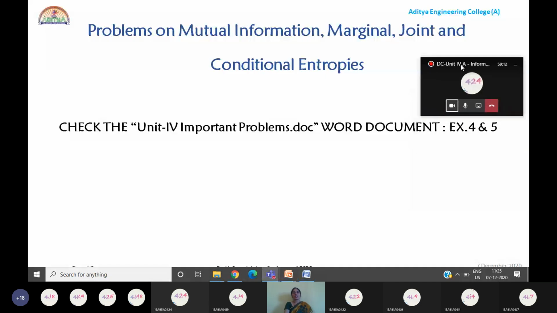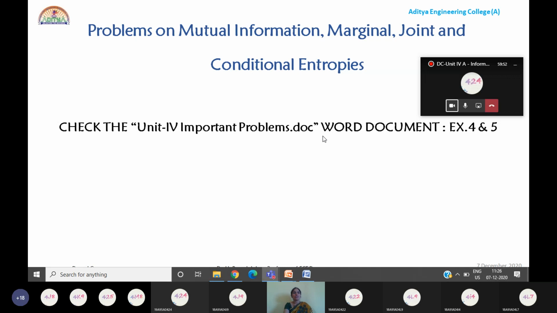Now, I think with this we have completed the first portion of unit 4, because we discussed information and its properties, entropies and its properties, and similarly different kinds of entropies, and also information rate and several problems. And in this module, we discussed different kinds of entropies and mutual information. But till now we have not gone through the model of problems that you will get from module 4, that is mutual information, marginal, joint and conditional entropies, relations.